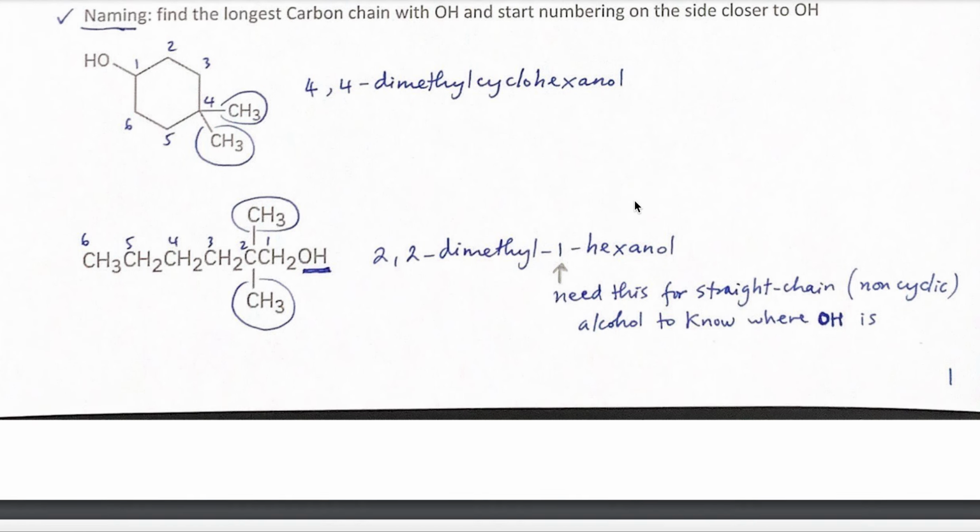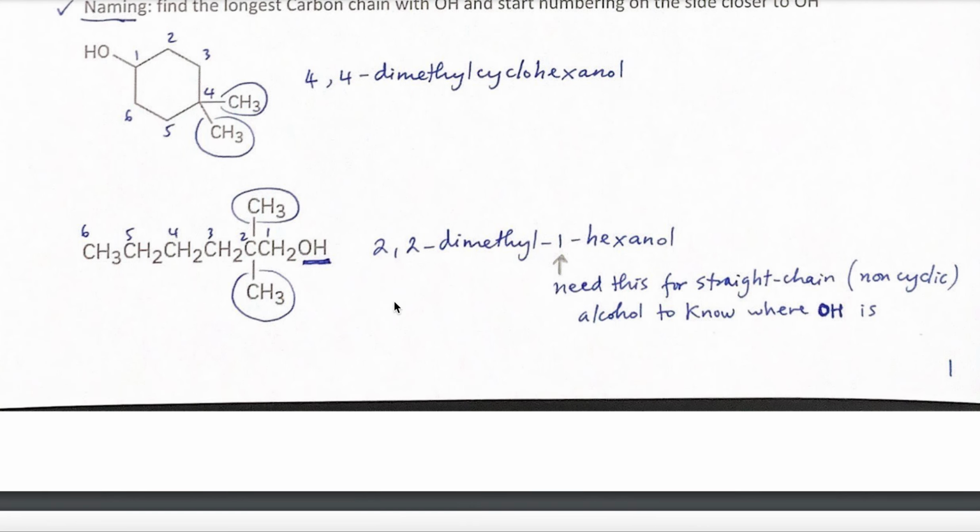All right. However, if it's not a cyclo, if it's a straight chain, we need this number 1 right there for the non-cyclic one. That way we know where the OH is. So that's 1 that has the OH. And then 2 has 2-methyl, one on top, one on the bottom. 3, 4, 5, 6, so we have a total of 6. So that's 2,2-dimethyl-1-hexanol. Okay, hexanol because it has a total of 6 carbons according to the numbering.